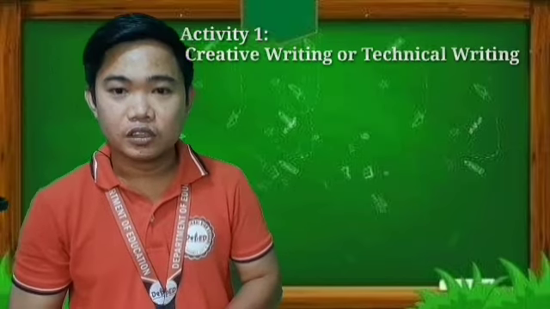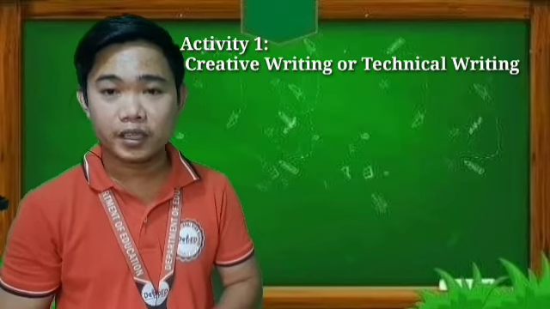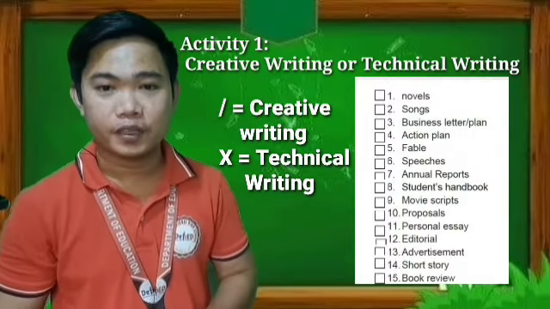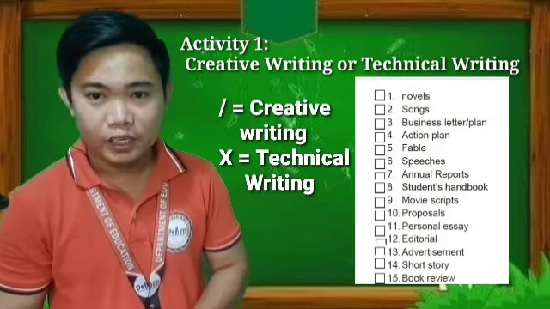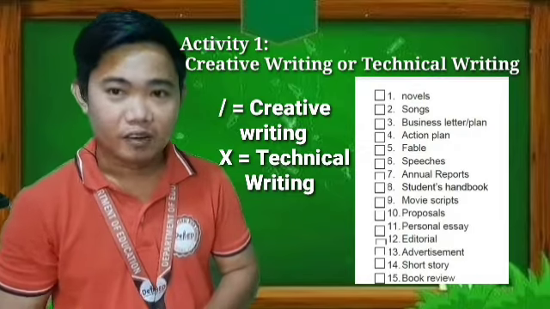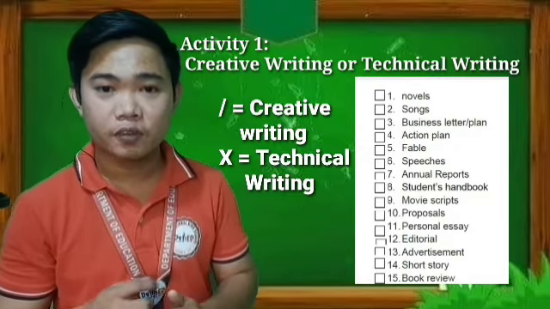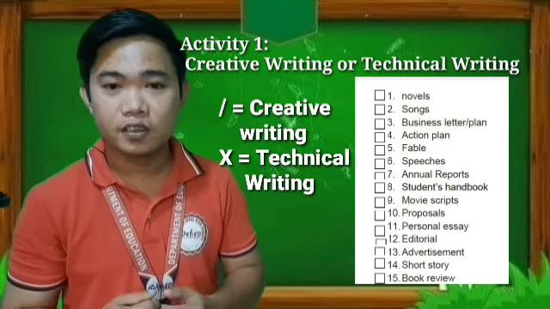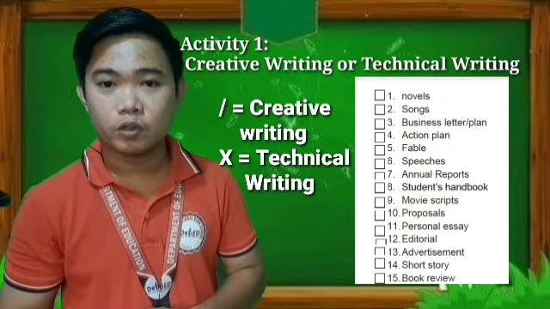Okay? So what I would like you to do is write a check mark inside the box before the item if it is an example of creative writing. If not, write an X mark instead. All right, so all you have to do is pause this video for 5 minutes. Then after answering this short activity, you may continue watching this.